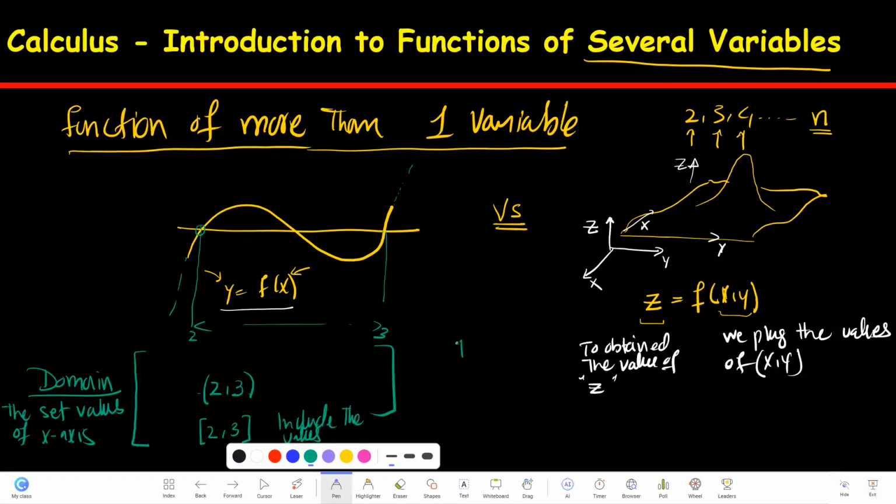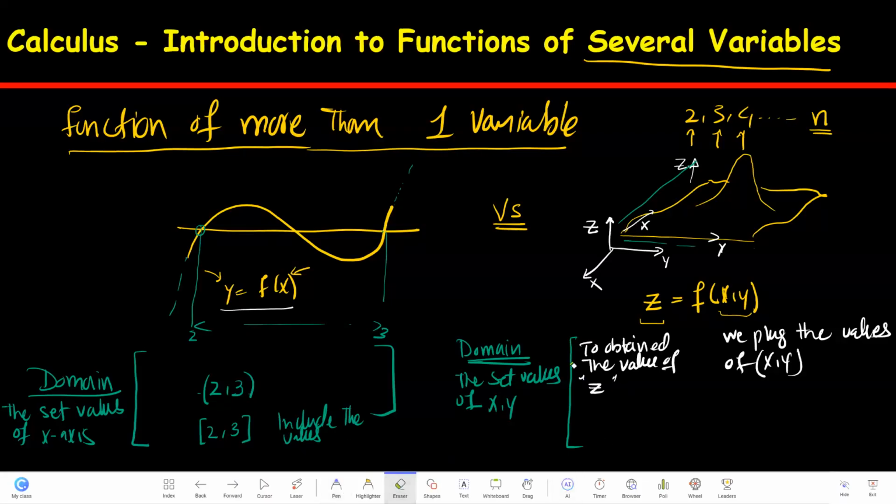Here, the domain of this is the set of values of x and y. Not only x, here is x and y. X and y means I need this value and I need that value. So think about it. What actually is the domain for this function of several variables? It's a little bit more complicated than what you thought.